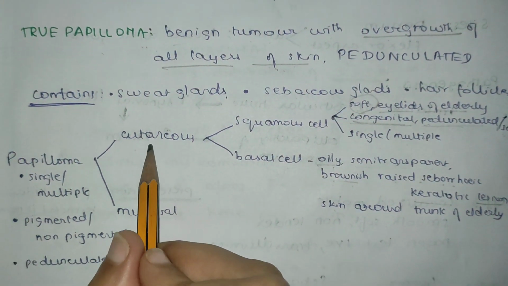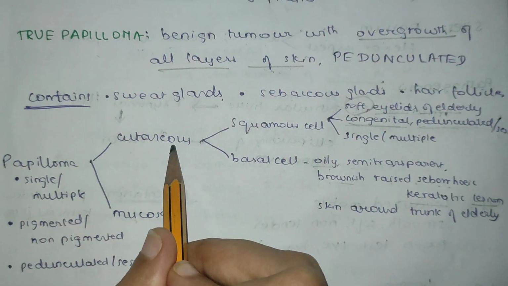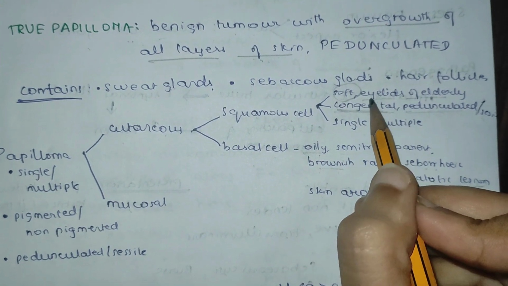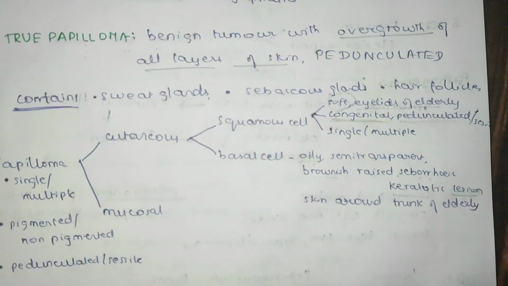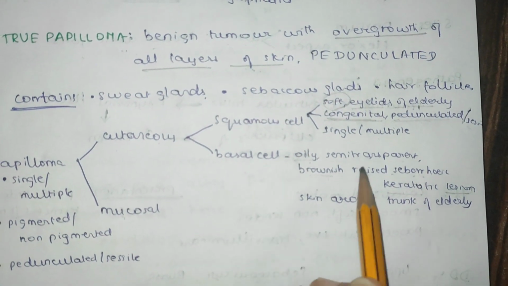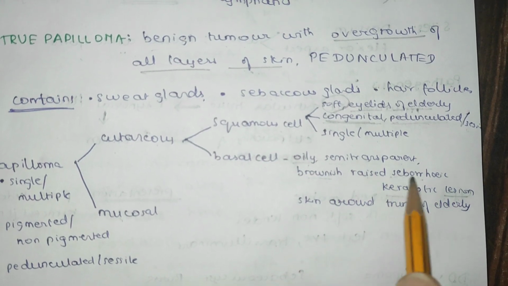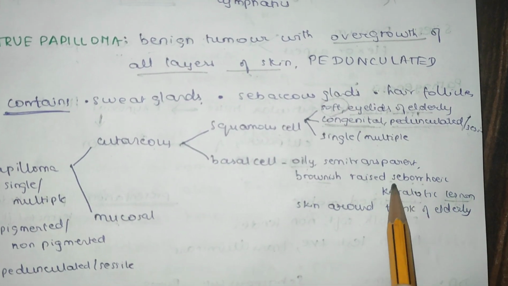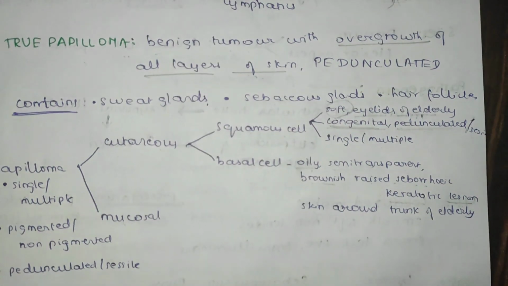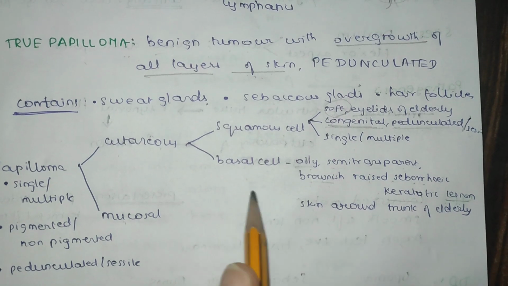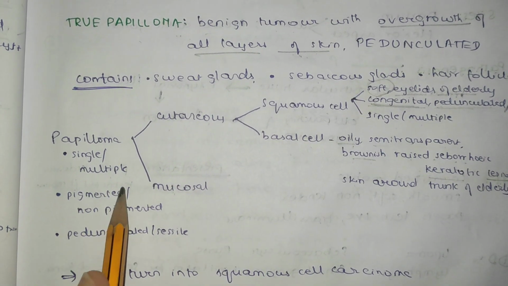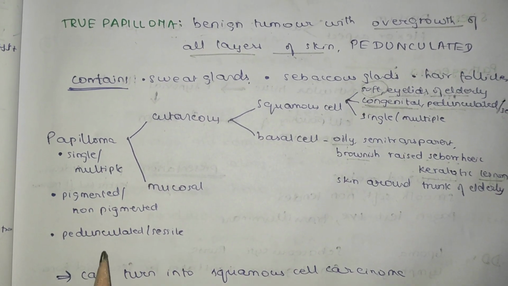So papilloma is of two types, cutaneous and mucosal. Cutaneous papilloma is squamous cell and basal cell. Squamous cell papilloma is a congenital one that occurs in the eyelids of elderly people, pedunculated or sessile, single or multiple, and soft. Basal cell papilloma is a brownish keratotic lesion with sebum discharge, oily and semi-transparent, and the skin around the trunk of the elderly is a common site. Papilloma may be single or multiple, pigmented or non-pigmented, pedunculated or sessile.